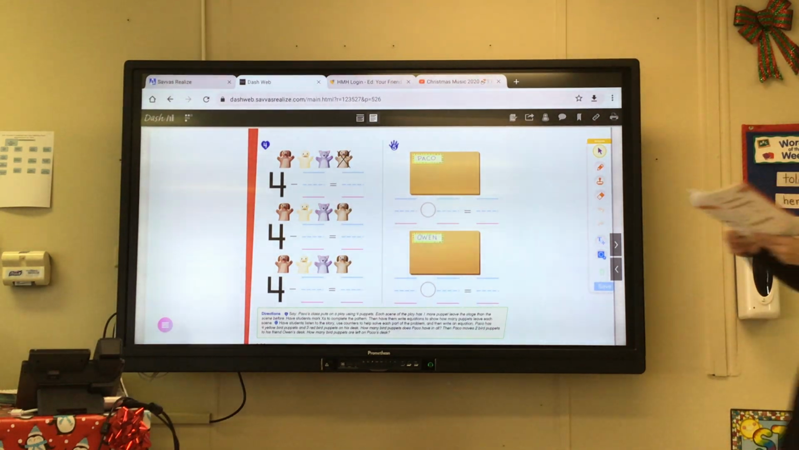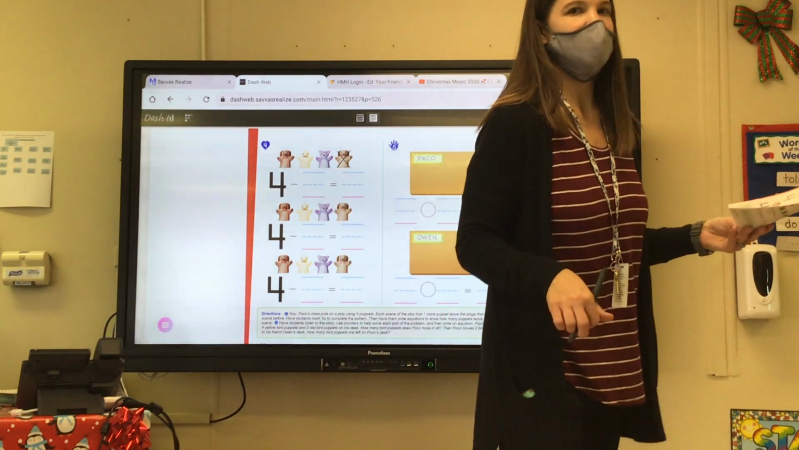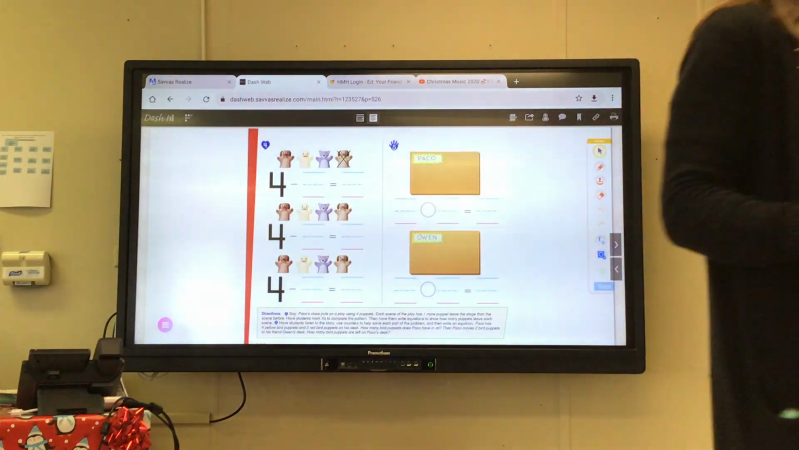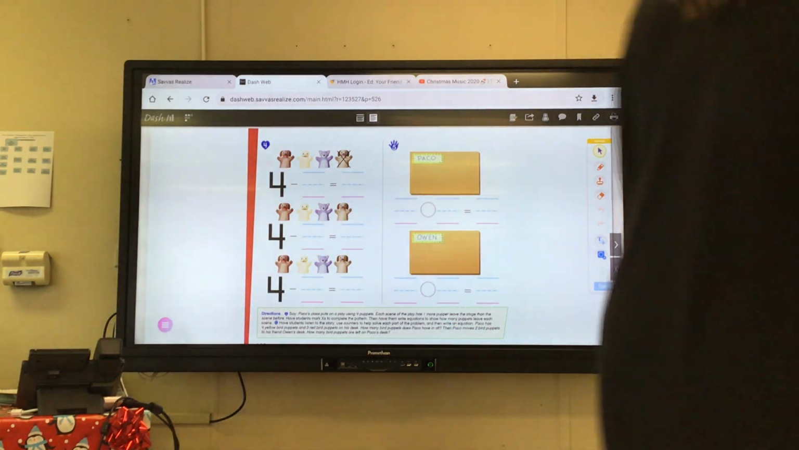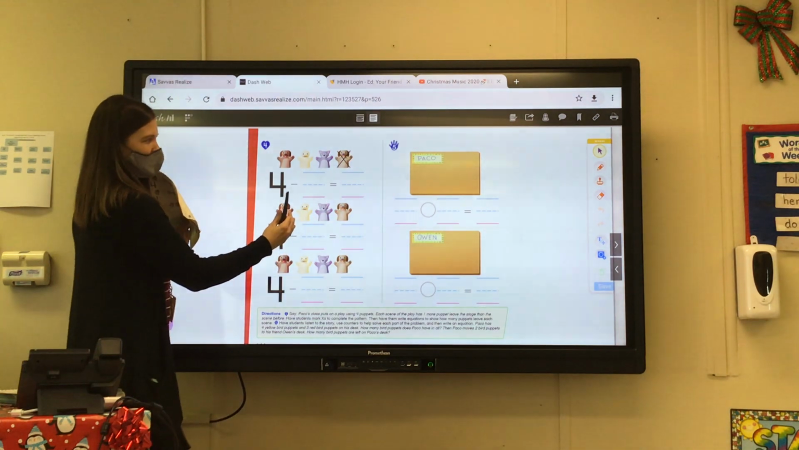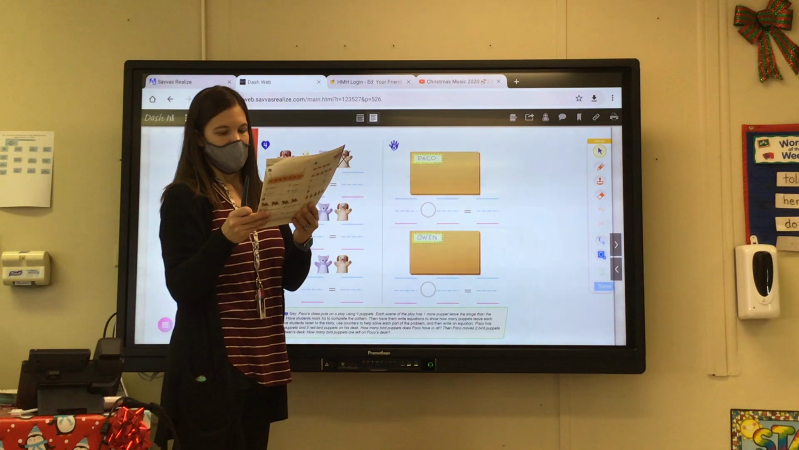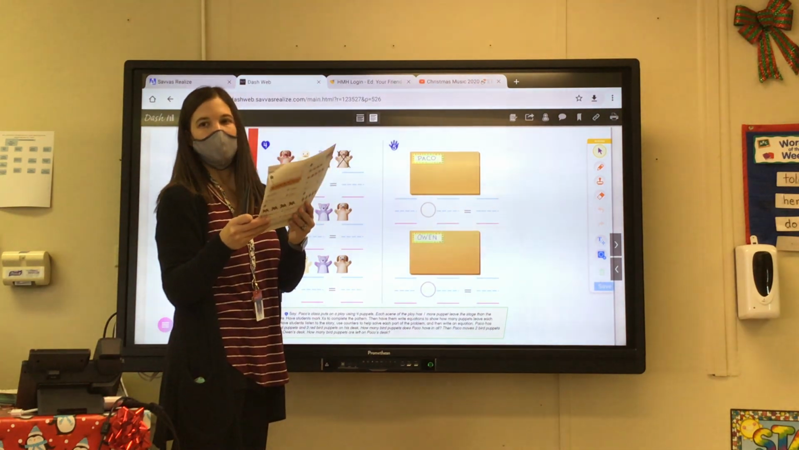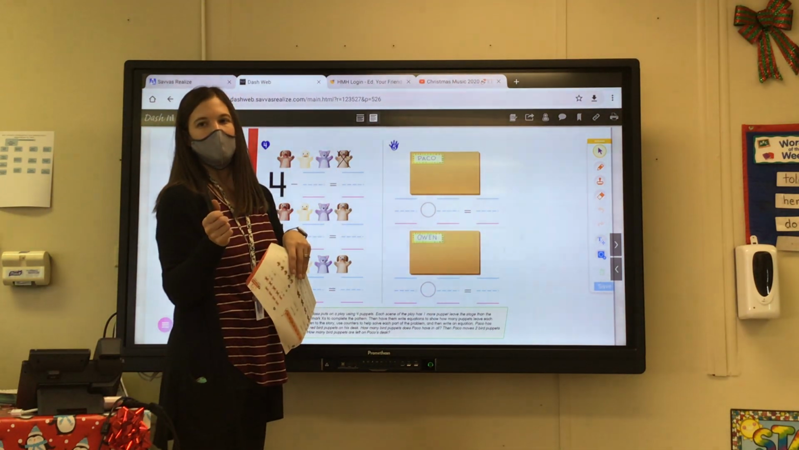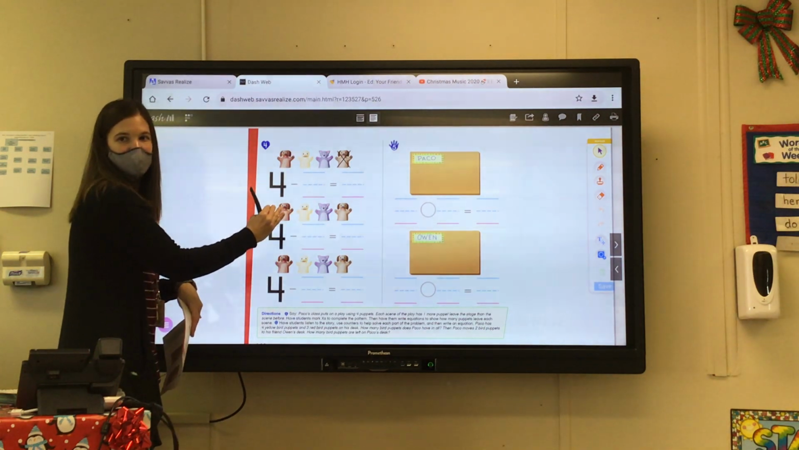Okay. You got that one going? All right, looks like we got that one. How many left? Awesome. Okay, now look at the next one. 4. How many left? How many went away? How many are left? So look at the puppets on the next row here.